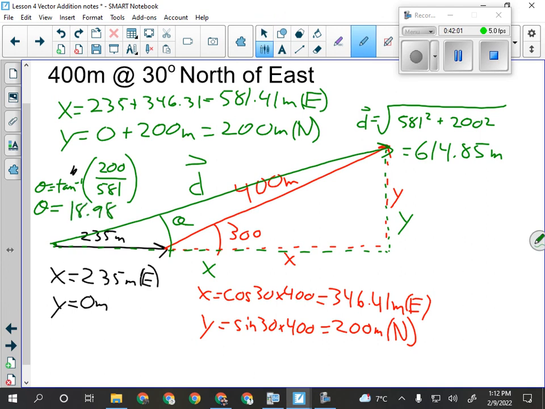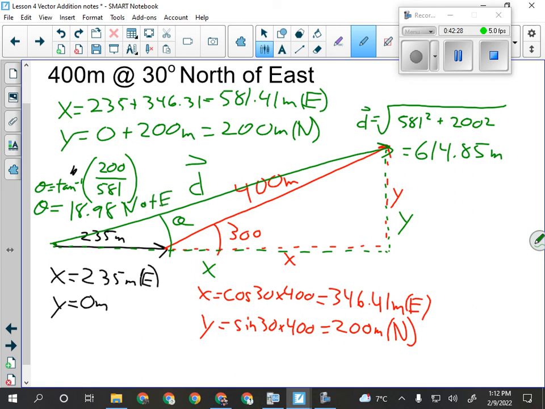Which direction is that 18.98 degrees? Josh, which way is it? North of east, right, because the angle arc is touching east and going north of it. So whatever direction the arc touches, that's the second direction. It'll be north of that direction. So this is north of east.